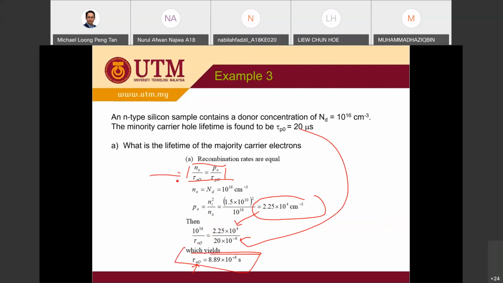Anything extra? Yes, this is the part here. If you do not know this equation and also the ni square equation, you cannot do it. So don't suddenly in this chapter introduce the EF minus EC or EC minus EF, because there's no information on Fermi energy here. You cannot use that. You have to use the compensated equation.